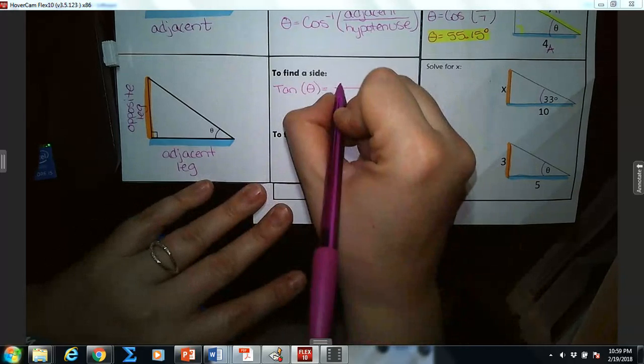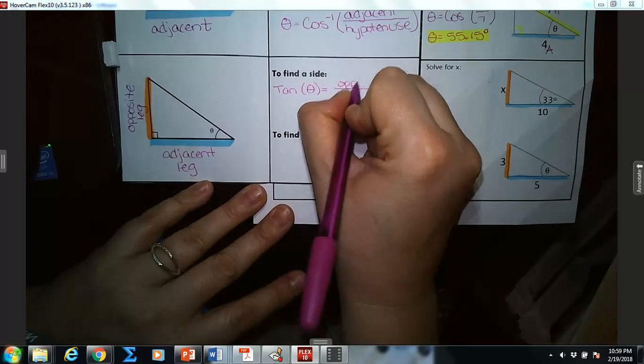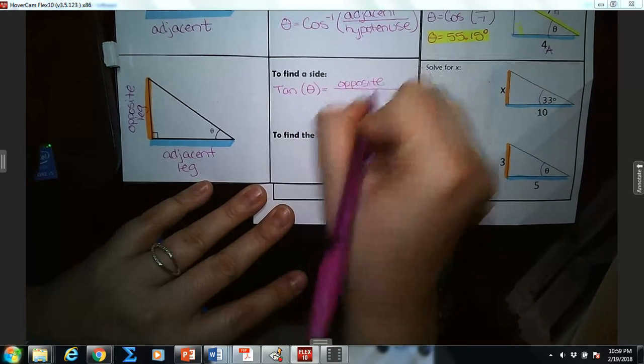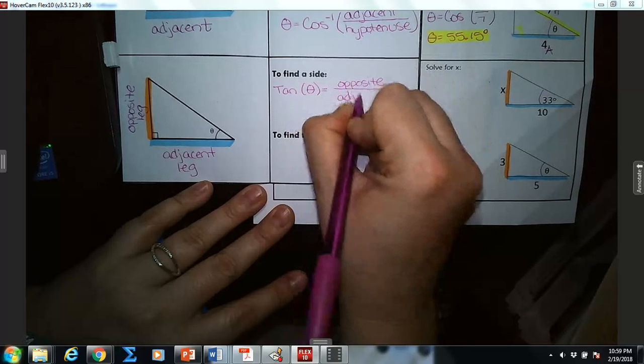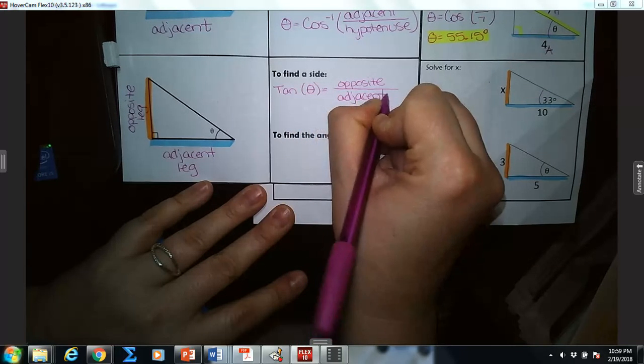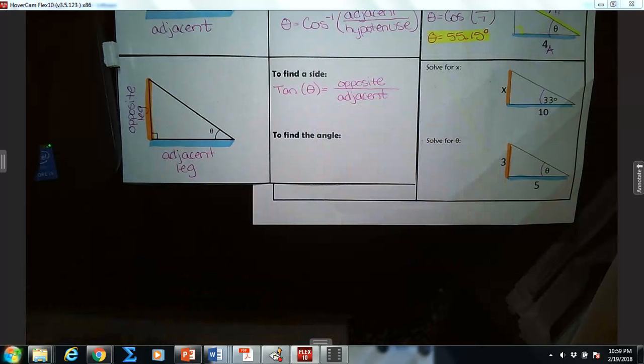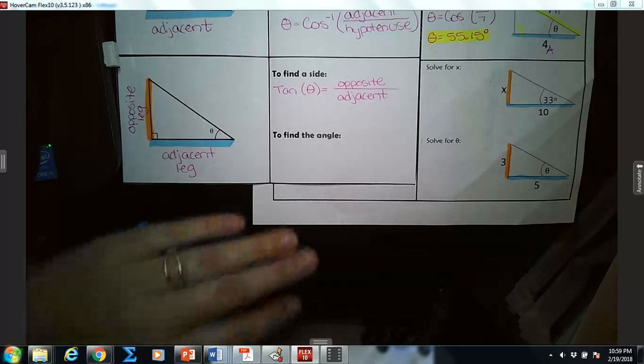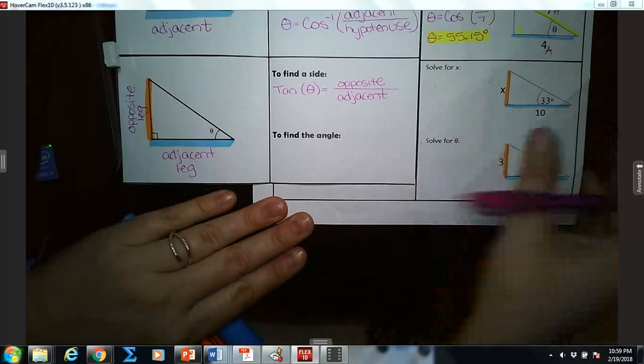Tangent uses the opposite side over the adjacent side. Opposite side in the numerator, adjacent side in the denominator. Tangent of theta is equal to the opposite over the adjacent. So let's try that here in our examples.